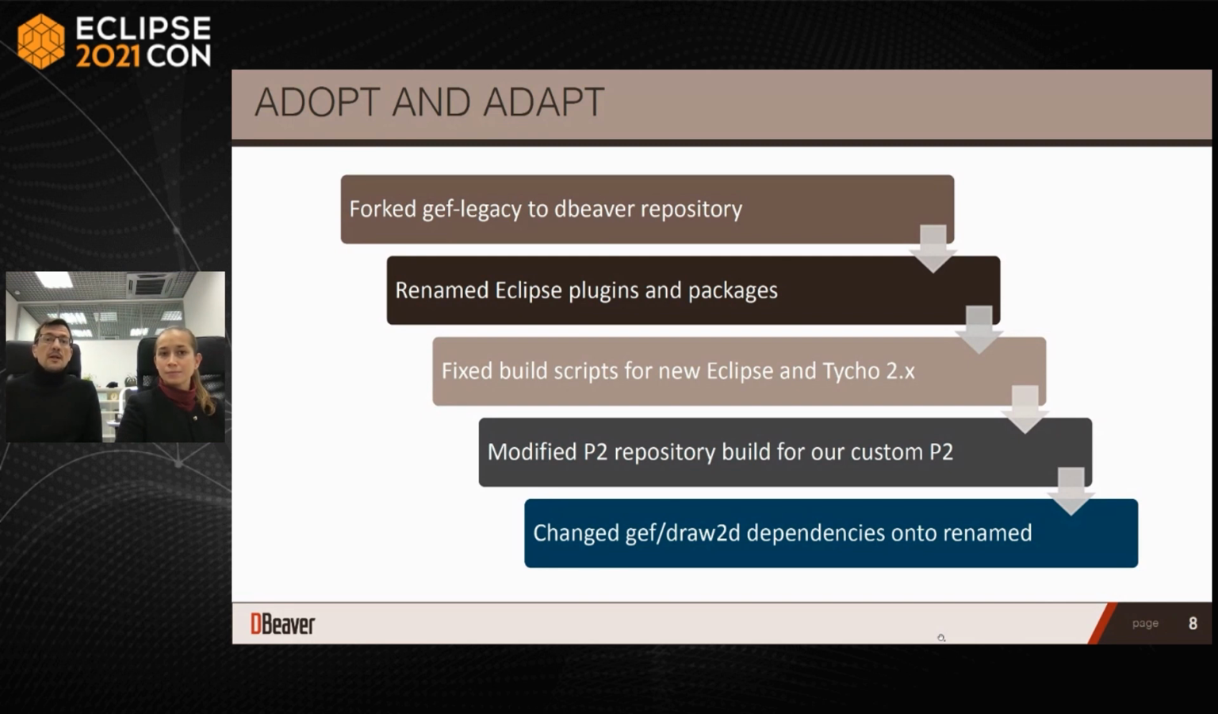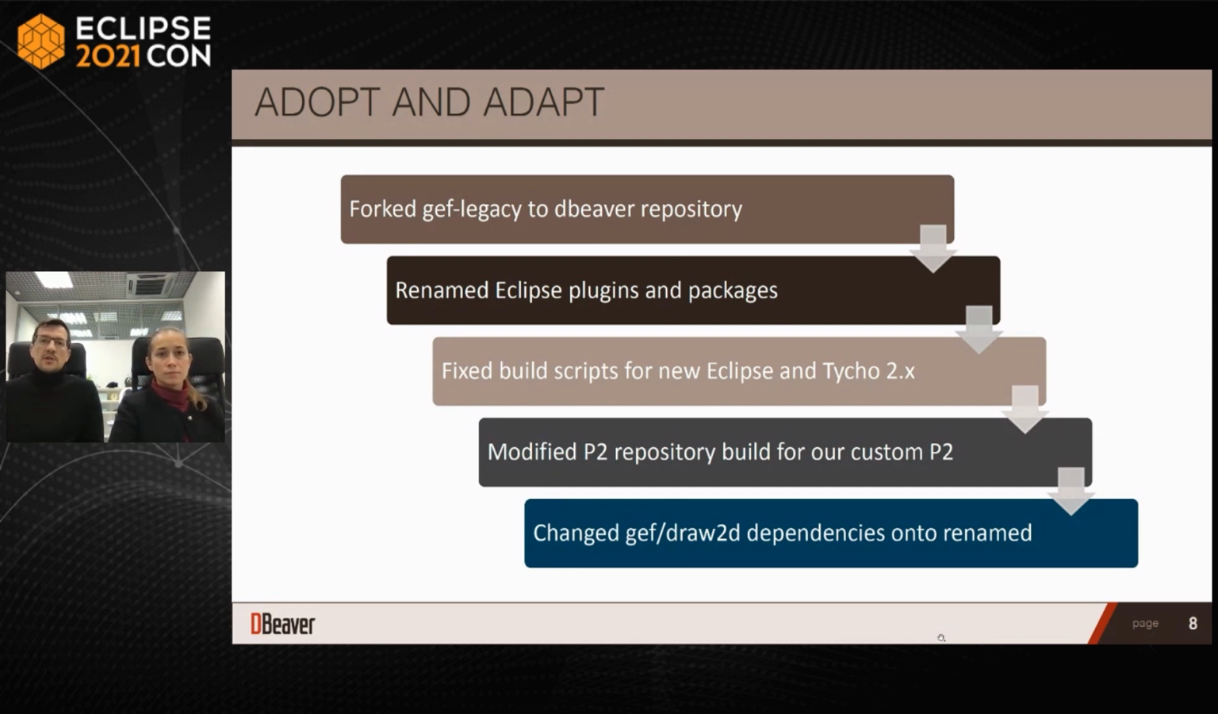Then we fixed all build scripts to adapt the old legacy repository to new Eclipse and to Theia 2, because these legacy build scripts are not working anymore. Then we modified the P2 repository build, because we needed to create a new P2 repository with the new version, which we call JFace3. At that moment, we will be able to download the new version and include it in your or our product, as we did with DBeaver.